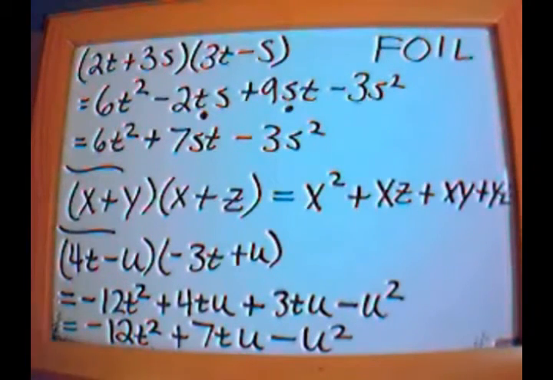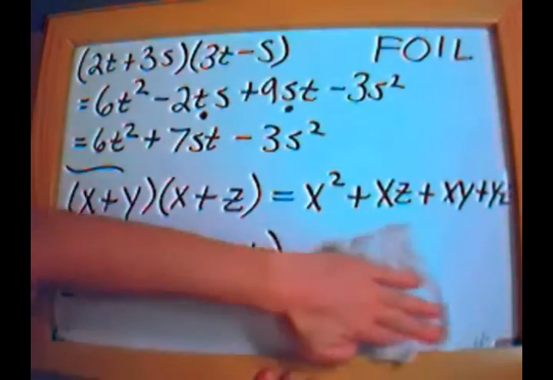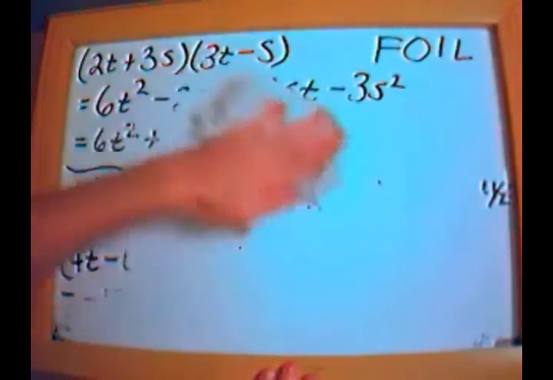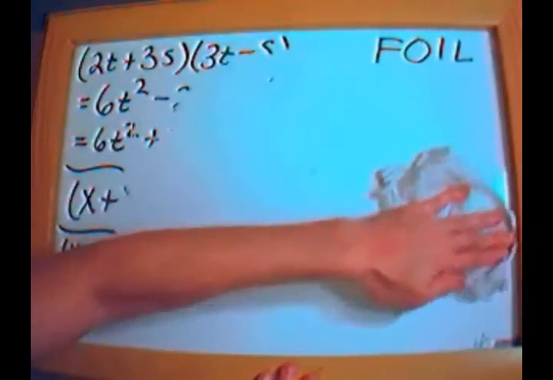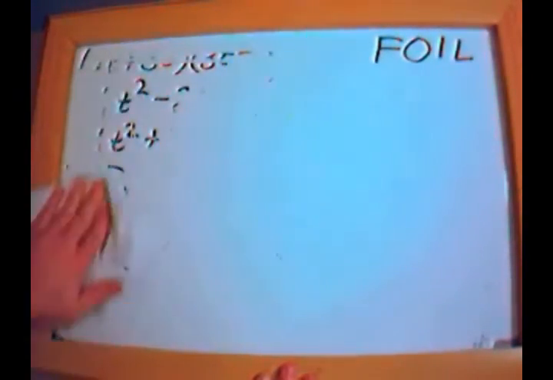So it's not too bad. Forward, outside, inside, last. Or forward, inside, outside, last. However you want to do it. As long as you do the multiplication of those terms and you add the results up, you'll get the right answer.